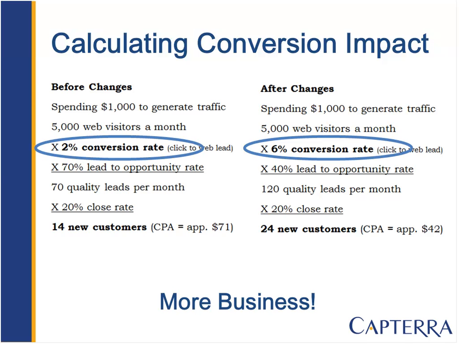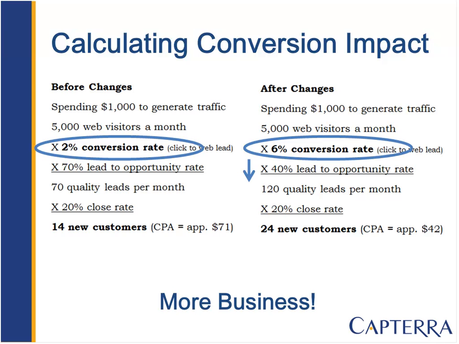And then from there, I'm going to know how many web leads I'm getting, and that's going to be an increase in overall leads. And then how many of those are converting into opportunities. And here, I'm actually being pretty conservative, and I'm showing a drop in your lead to opportunity rate of 40%. So we're comparing that 70% to 40%.